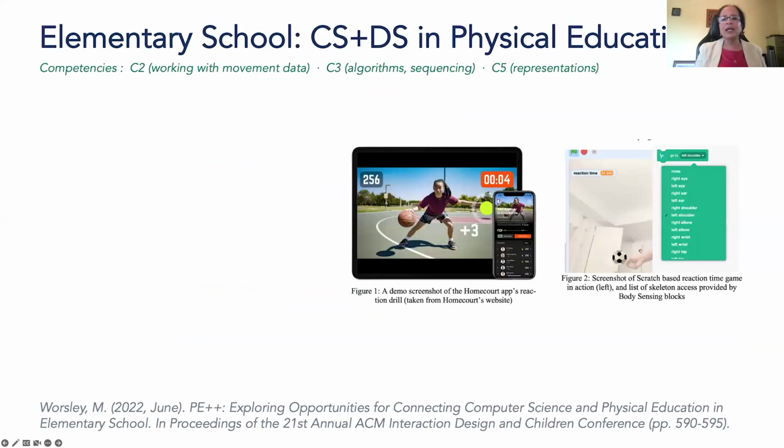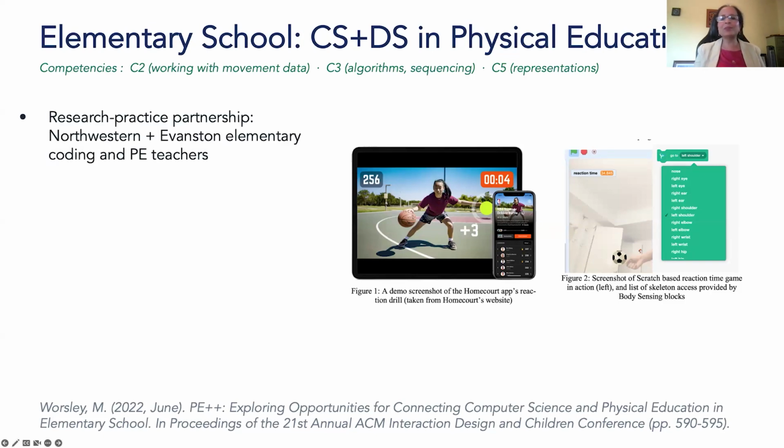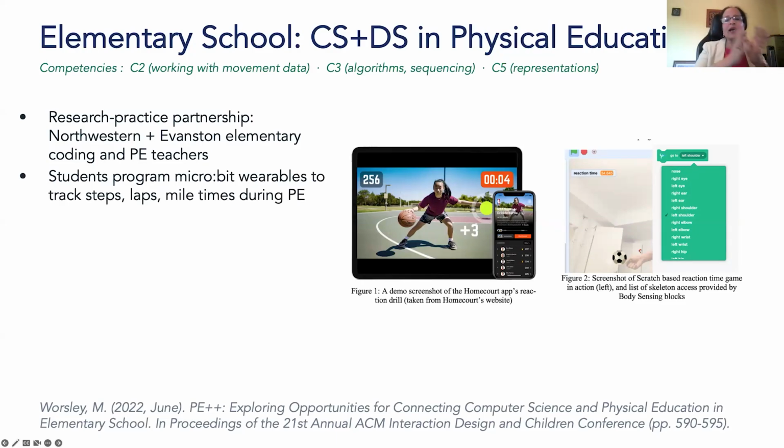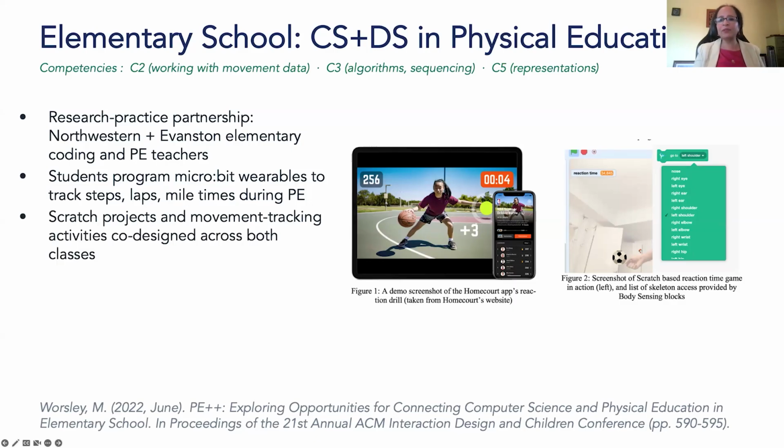And so it's a great example for all that the kids accomplish in mathematics, but through unplugged and coding activities. Another example from elementary grades comes from my friend Marcelo Worsley's PE++ work. It's a research practice partnership between Northwestern and Evanston elementary schools, where university researchers worked with both coding and PE teachers to co-design activities that span both classes, and students program microbit variables to track steps, laps, mile times during PE.